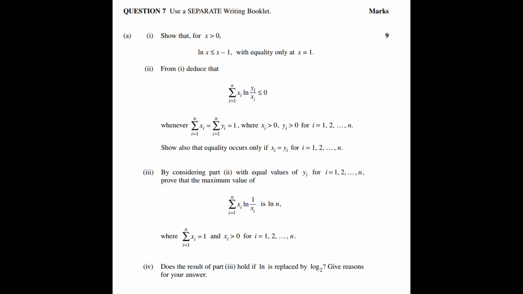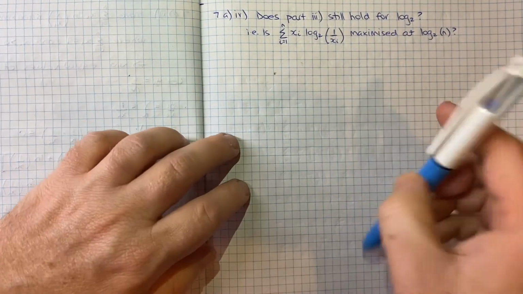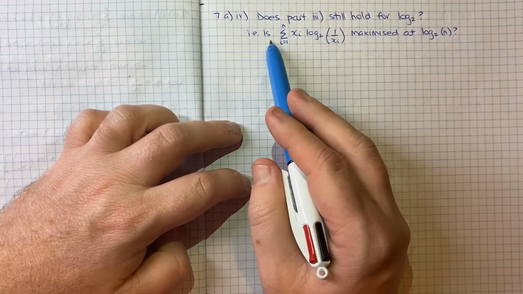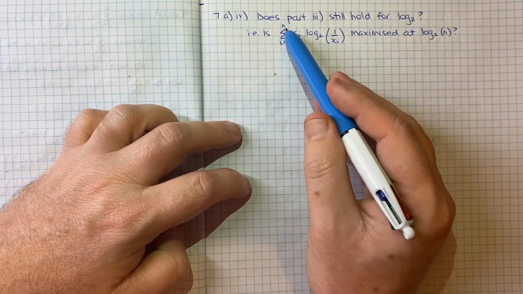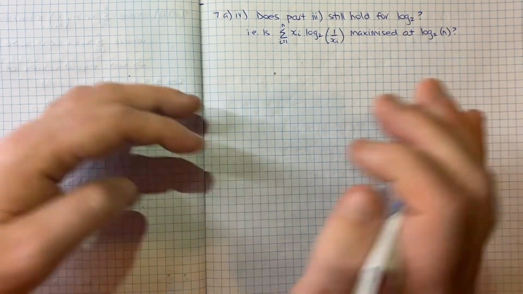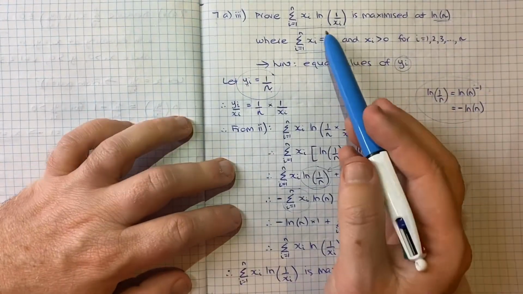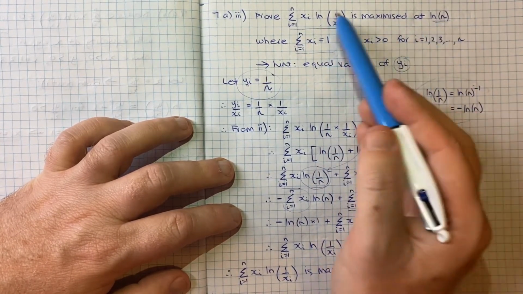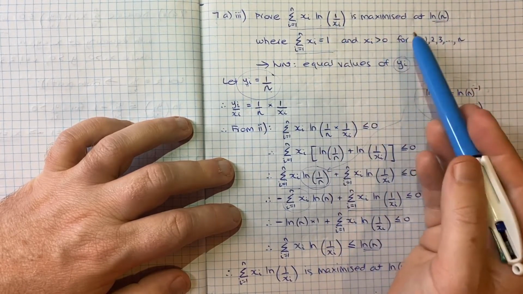This final part 4 asks, does the result of part 3 hold if the natural log, ln, is replaced by log 2? And then give reasons for your answer. So let's take a look. Basically, in asking does it still hold for log 2, what it's really saying is, is this sum from i equals 1 to n of xi log 2 of 1 on xi maximized at log 2 n? That's following on from part 3, where we showed that the sum of xi log 1 on xi is maximized at log n, and that's where we're using natural logarithms, the log base e.